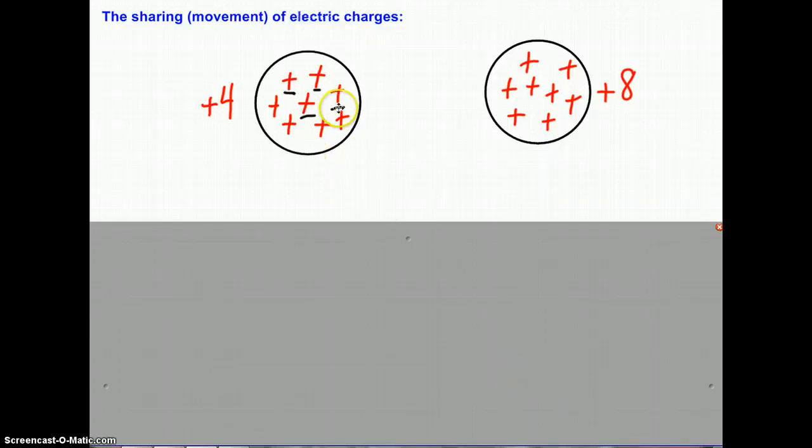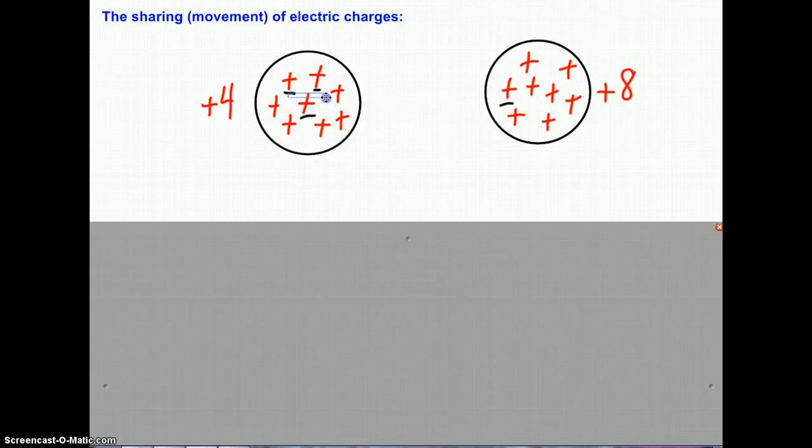Well, if we brought them together, electrons would flow from one object to the other until there was no difference of charge between them. So if we take and move this electron over to the one on the right, the one on the left now has 5 positive charges, while the one on the right now has 7 positive charges.